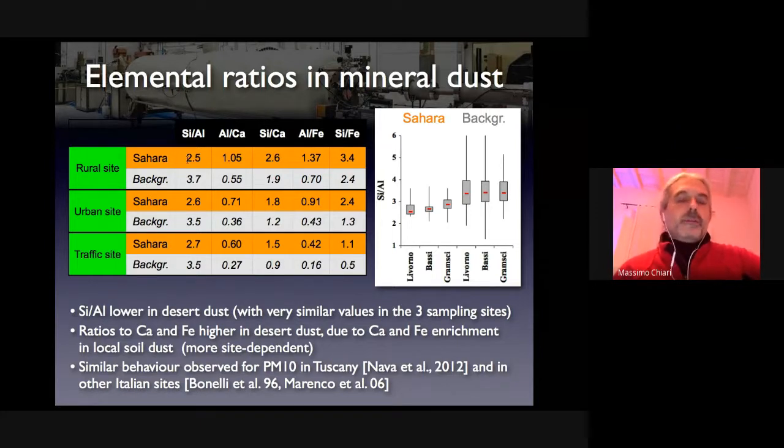These are sampled in Tuscany, or coming from long-range transported dust, like, for example, from the Sahara, because you can see here, for example, the silicon to aluminum ratio is different for the mineral dust from Sahara with respect to the local dust in Tuscany. And also other elemental ratios can be used as variables to distinguish the provenance of the dust. For example, Sahara dust can be long-range transported and reach even the coast of Brazil.